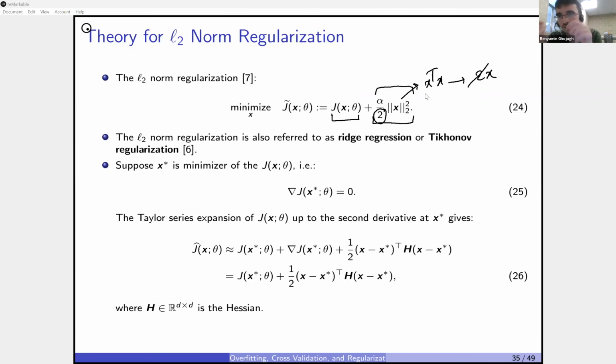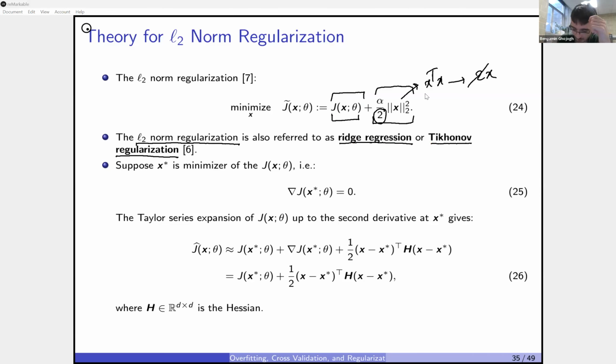So the smaller alpha, the less we care about the complexity or the penalty. The more alpha, the more we care about it. It shouldn't be too large, otherwise it will dominate the actual cost function. The L2 norm regularization is also referred to as ridge regression or Tikhonov regularization.